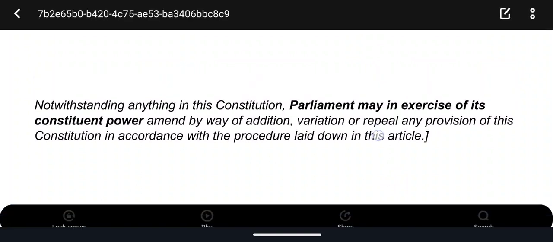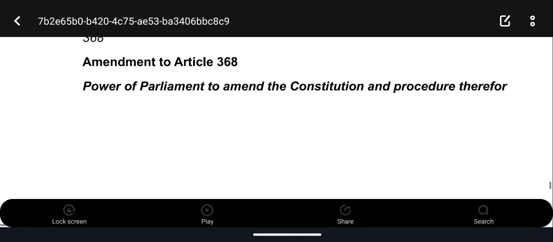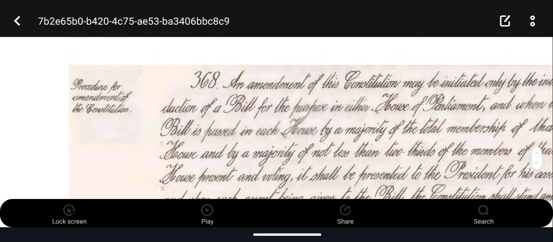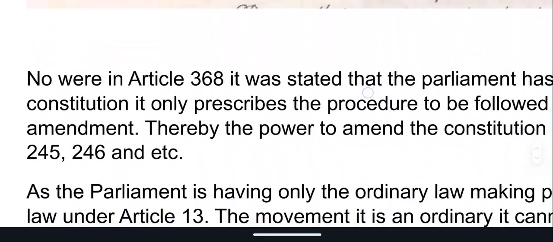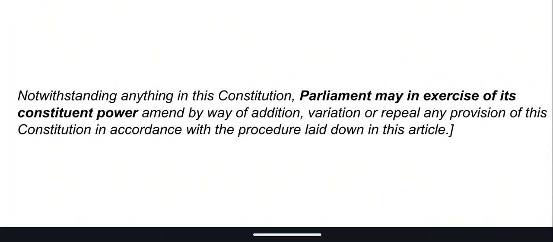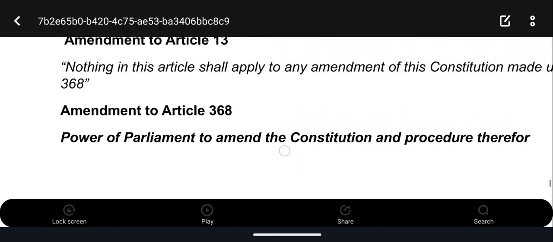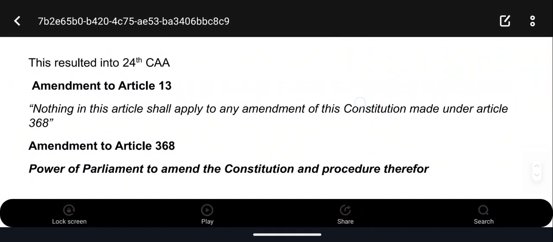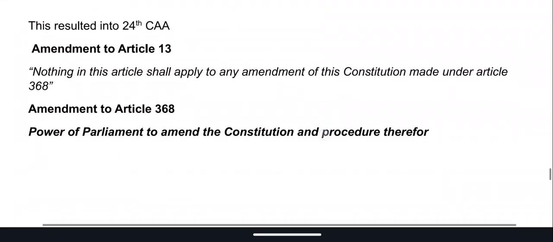Now the wording got changed to power of Parliament. Earlier, if you refer, it is only procedure for amendment of the Constitution. Now the wording got changed to power of Parliament to amend the Constitution and procedure thereof, and also notwithstanding anything in this Constitution, Parliament may in exercise of its constituent power. So it is clearly bringing that no, not only ordinary law making power, I have this constituent power also, is what they are bringing. And now, through Article 13, what they are saying: nothing in this article shall apply to any amendment of this constitution made under Article 368.